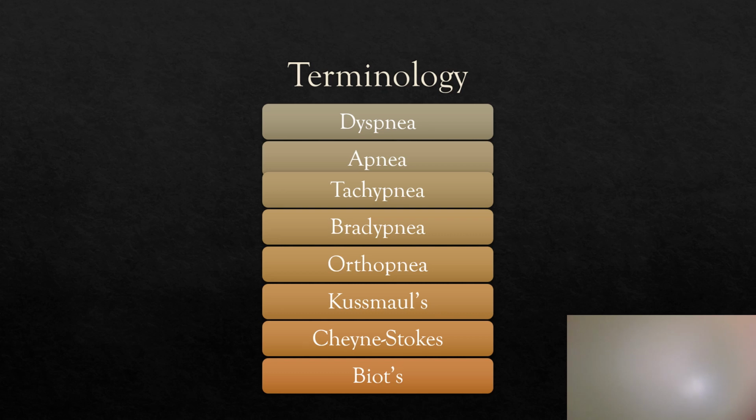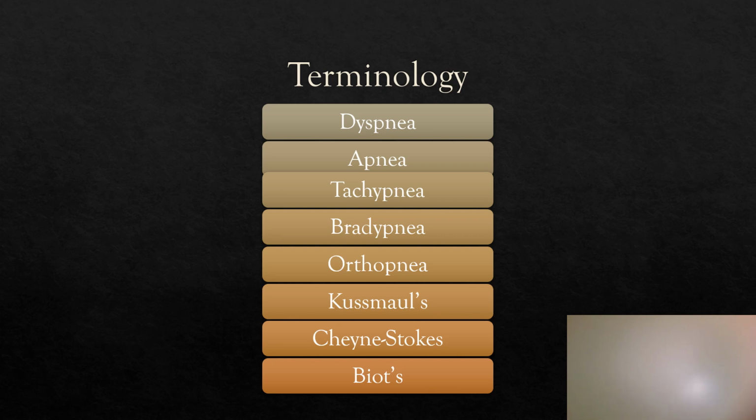In your assessment textbook, you're going to find these terms and the definitions, but let's go over them now. It's important to be familiar with the terminology as we discuss the respiratory system. When we're talking dyspnea, this means difficulty breathing. Apnea is the absence of breathing.